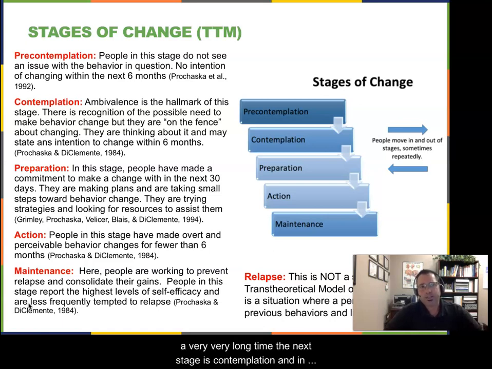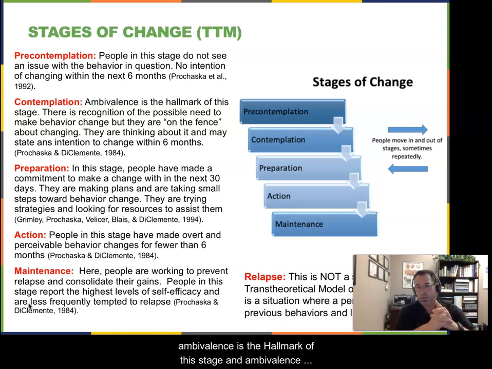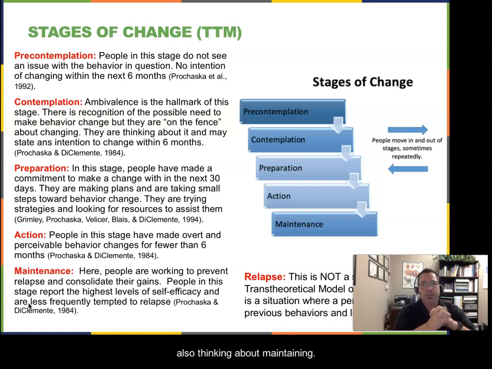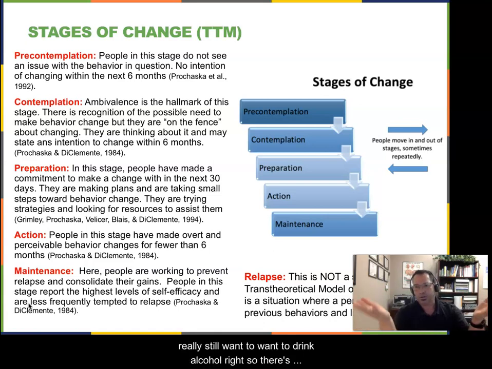The next stage is contemplation. In the contemplation stage, ambivalence is the hallmark. Ambivalence is basically a word that means someone that is sitting on the fence. They are thinking about changing, but they are also thinking about maintaining their behavior. So in the example of drinking alcohol, it's like, yes, I'm having some problems. Yeah, maybe there's a possibility I need to change. I'm thinking about it, but I really still want to drink alcohol. So there's this teeter-totter. They're sitting on the fence.